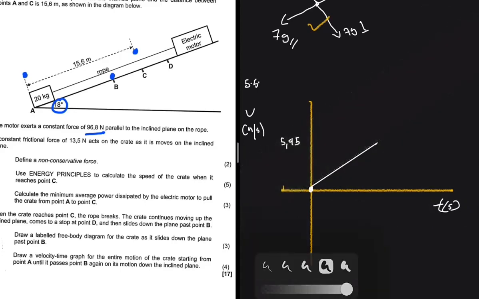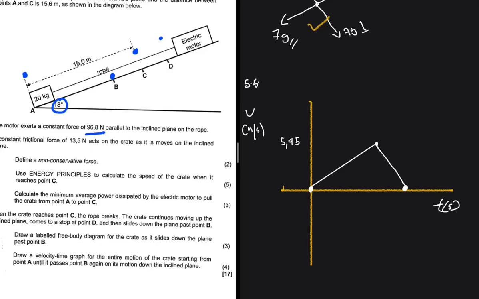And then what happens after we reach a velocity of 5.95? The rope breaks, and when the rope breaks, we no longer have that force pulling our object, but our object will go up for some time before it reaches a VF of 0. As it is going up, its velocity is decreasing until it reaches 0. So let's see if we can indicate that in our graph. It decreases until it reaches V equal to 0. That is point D. We have reached V equal to 0.